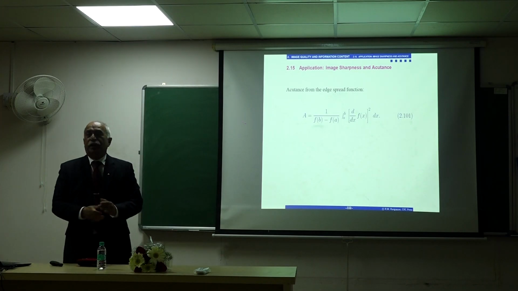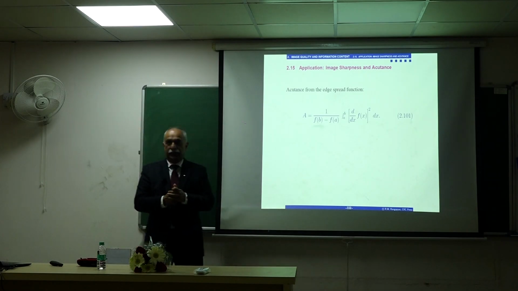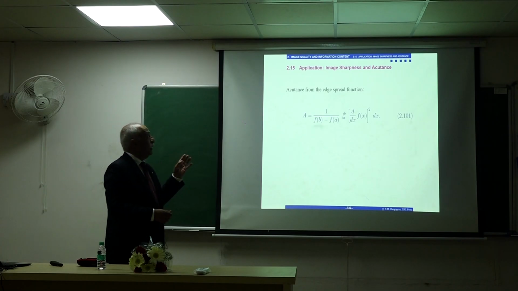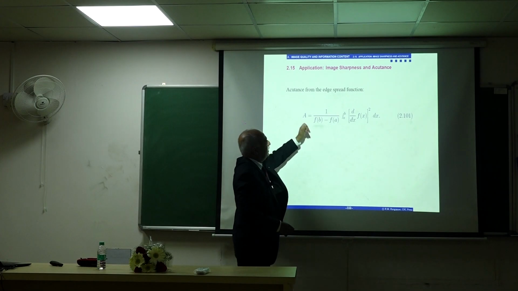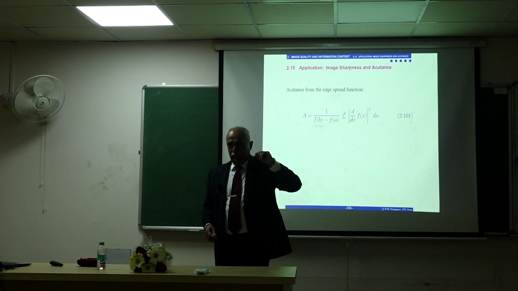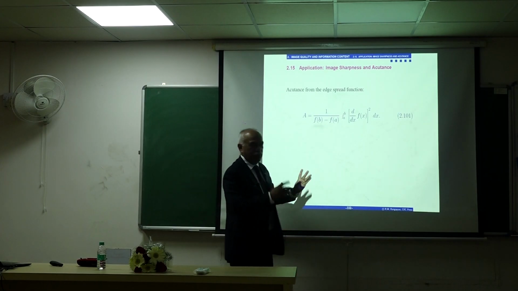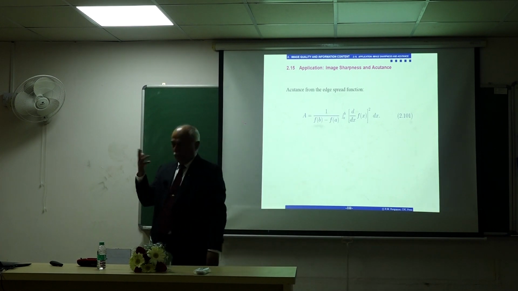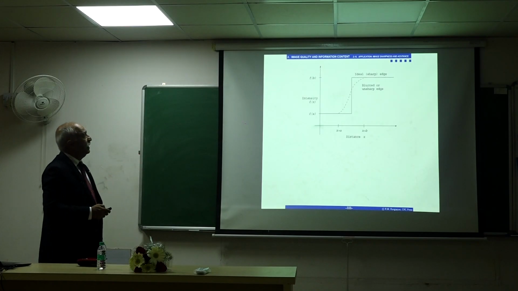Acutance is an interesting concept related to sharpness, edge sharpness, similar to the edge spread function we saw earlier. One of the definitions is the derivative of that edge spread function squared, integrated from a to b, where the edge is between a and b, and divided by f(b) minus f(a), so you normalize it. So this is acutance.